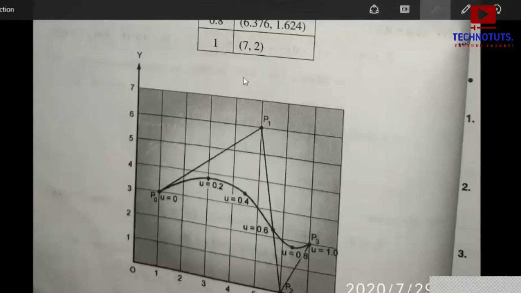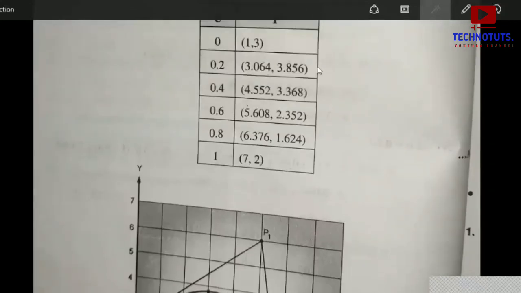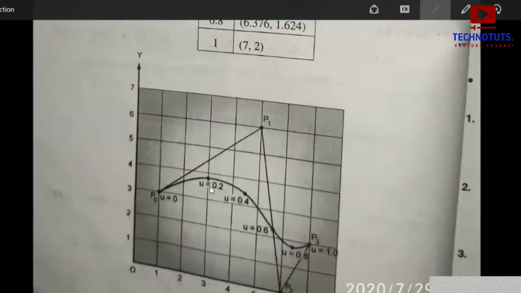Similarly, when u is equal to 0.2, the coordinate is 3.064 and 3.856. And when u is equal to 0.4, this is the point. Similarly, from u equal to 0 to u equal to 1, we have obtained 4 points in between these 2 points, P0 and P3.